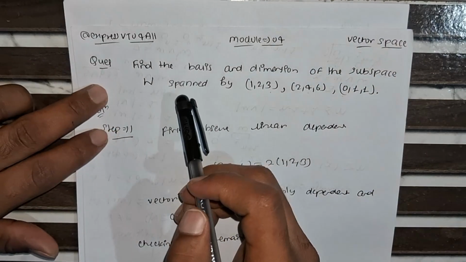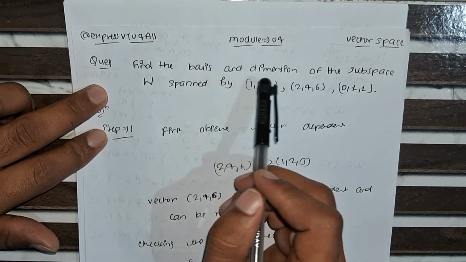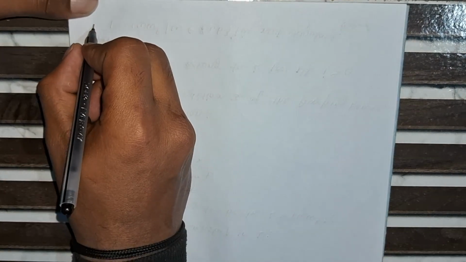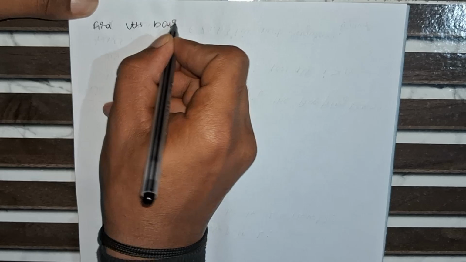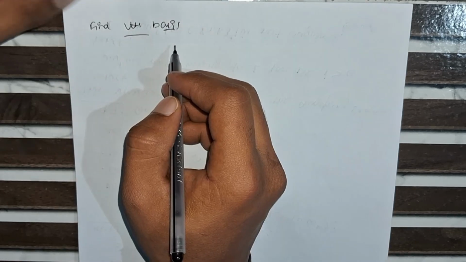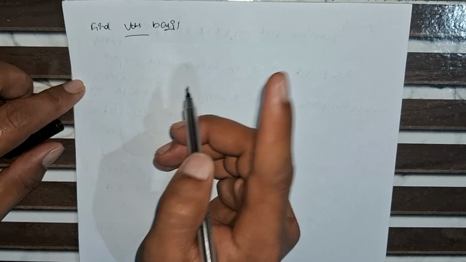Now in the question it is asked about the basis and dimension. So first we find the basis and then we find the dimension. To find the basis, first we understand the meaning of basis. A basis is a linearly independent set that spans the space.